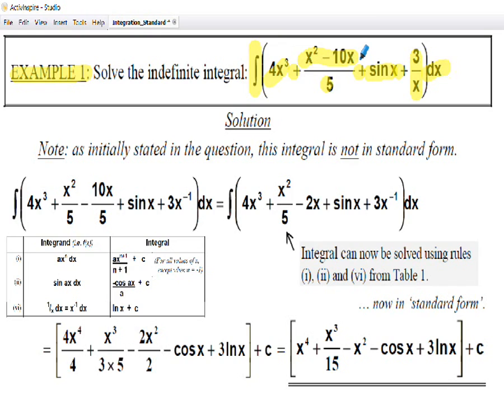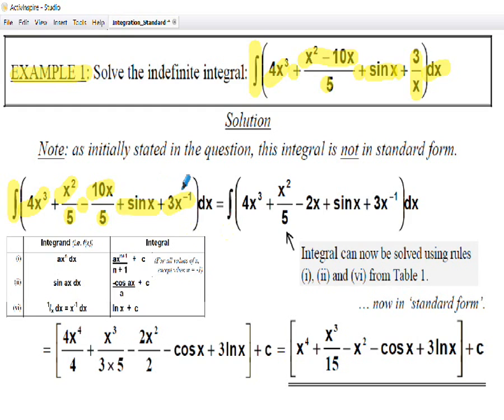So initially it doesn't look like they're in standard form, but if we think about it in a bit more detail, they actually are. If I now consider the integral again, the 4x cubed is standard form, ax to the n, and I actually get x squared upon 5 and take away 10x upon 5. The 5 is a common denominator for those two terms, so I put them into partial fractions there. The plus sine x is a standard form, and if I bring the x to the top line using our indices, a negative index here, I get 3x to the minus 1, and that becomes a standard form.